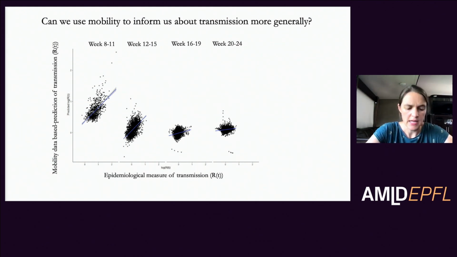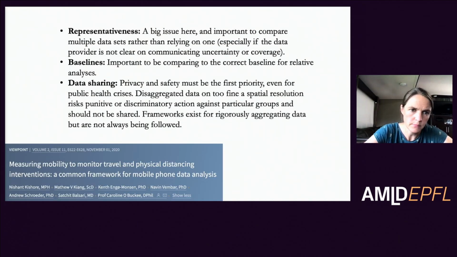So again, this isn't to say that it's not a useful approach for predictive purposes, it's just that it has to be nuanced in terms of how you use it. So we wrote a paper in Lancet Digital Health last summer, pointing out some of these issues. The representativeness of these data sets is a big issue. And at the moment, data providers do not usually provide any kind of representativeness information or breakdown by demographic features.